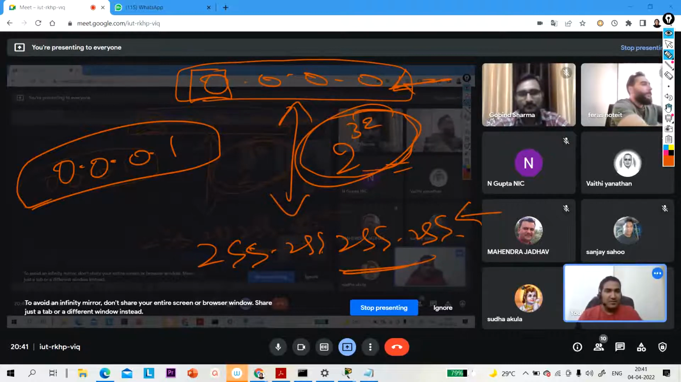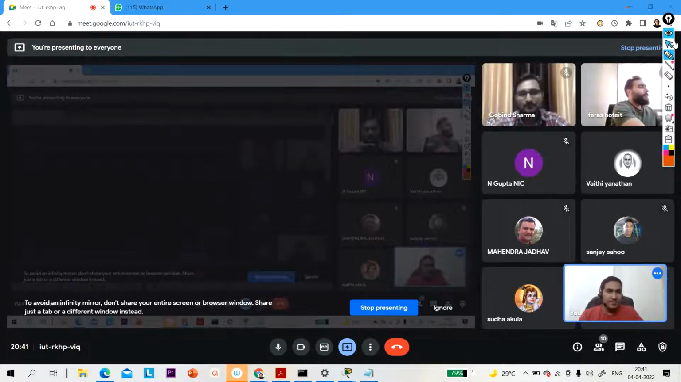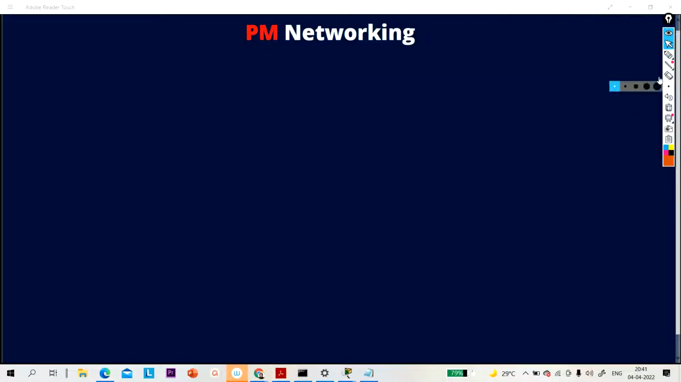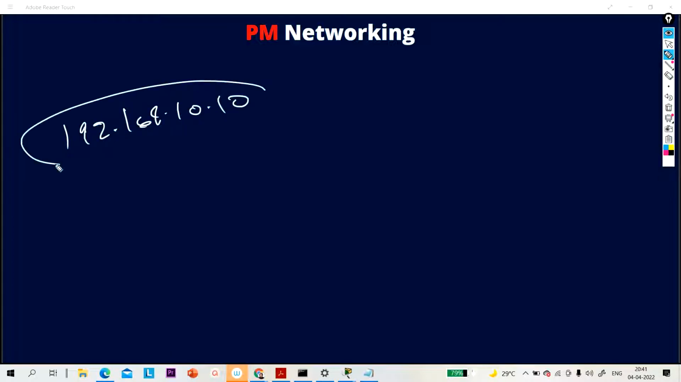Okay, so guys, now if I write one IP address, 192.168.10.10, is it a valid IP address? Yes. It is a 32-bit address with 4 fields. What will be the binary of this IP address? Tell me. What will be the binary of this IP address? 192.